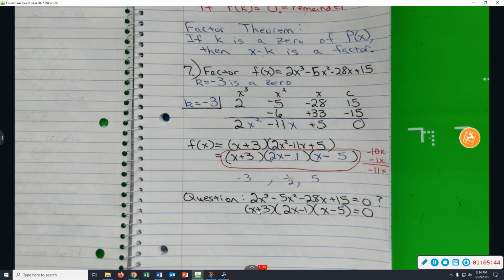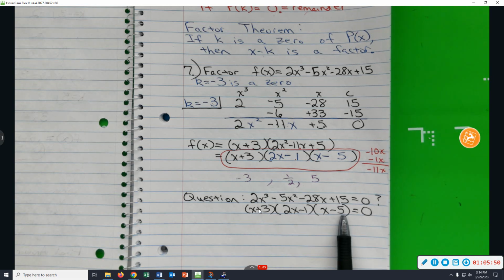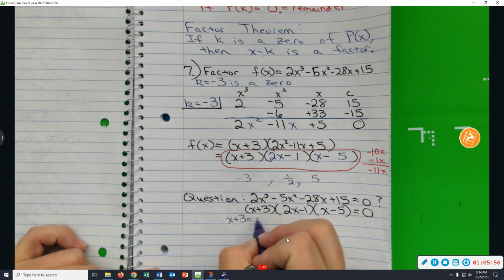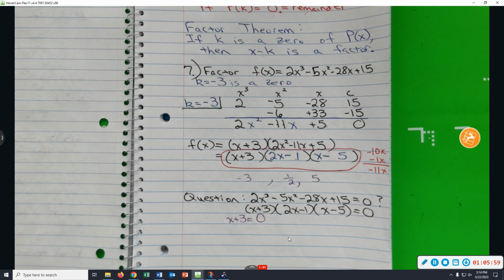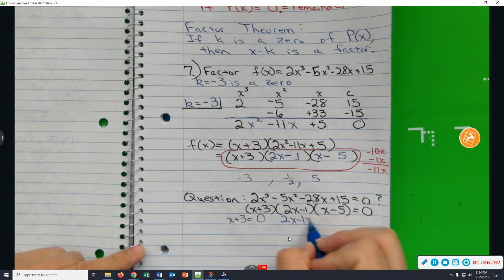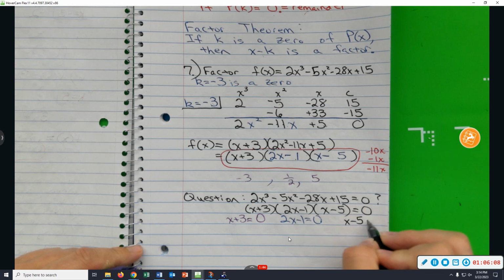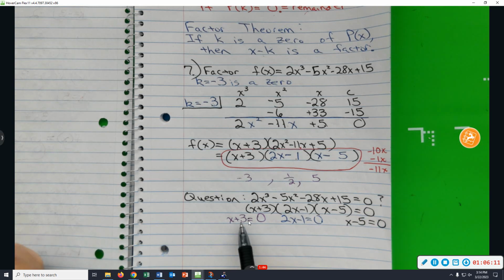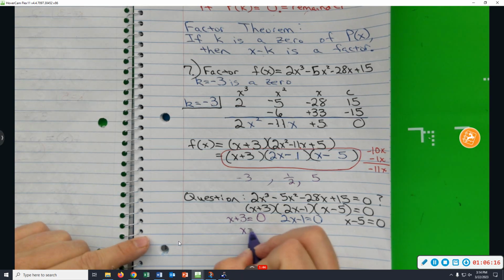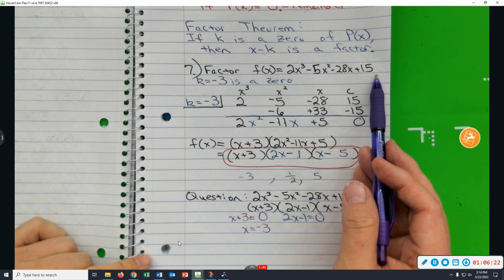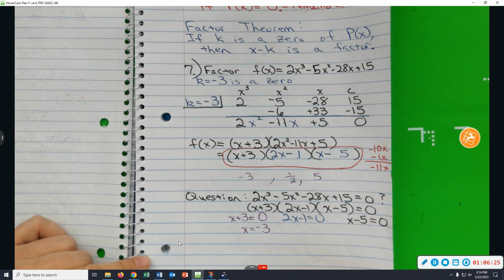We know from the zero factor property that the only way a product can be 0 is for one or more of the factors to be 0. That means either x plus 3 is 0, 2x minus 1 is 0, or x minus 5 is equal to 0. Solving the first one, move that 3 over to give us x equals negative 3. We knew that negative 3 would be a solution because they told us that if you plug negative 3 in, it's going to make it equal 0 by saying negative 3 is a 0.